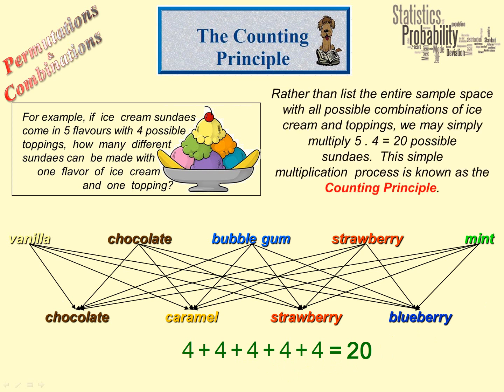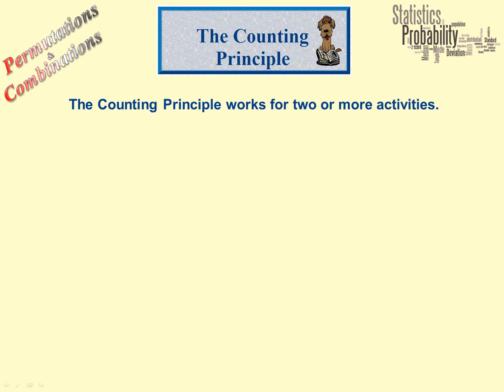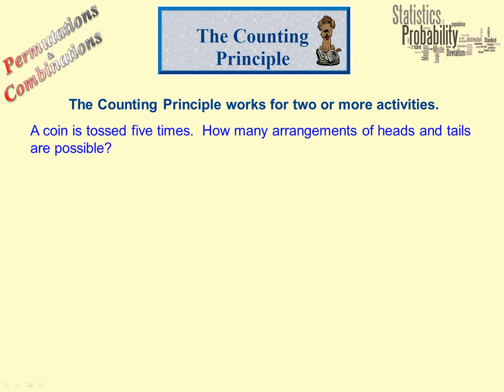But it is easier to multiply 5 times 4 rather than list the entire sample space or possible combinations. We can simply multiply 5 times 4. And this multiplication process is known as the counting principle. It works when there are 2 or more activities occurring at the same time. A coin is tossed 5 times. How many arrangements of heads and tails are possible?